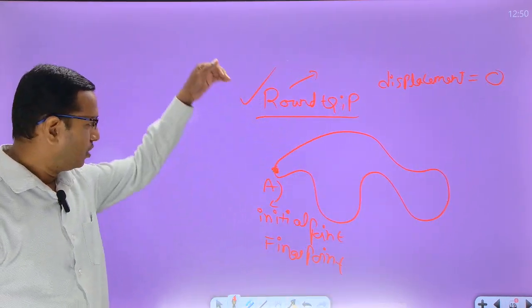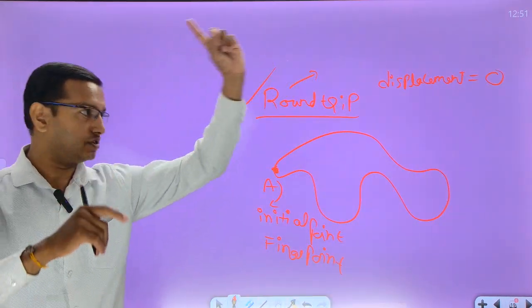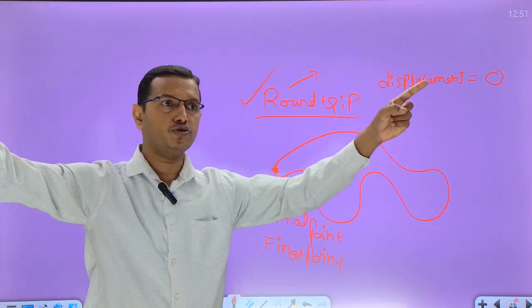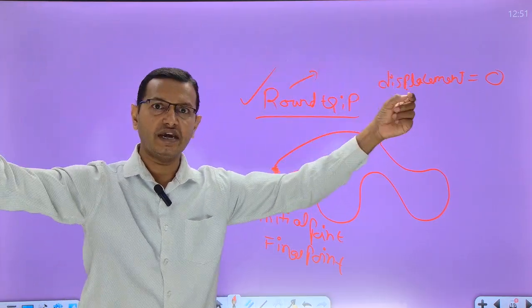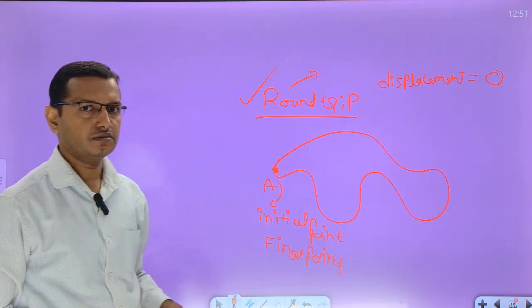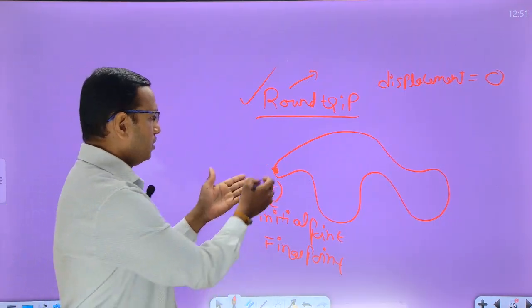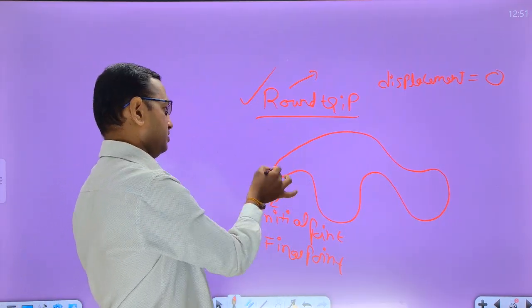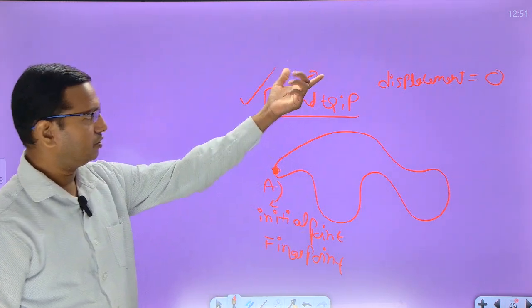Why will it be zero? Because displacement needs only two points, source and destination. If I join both source and destination with a straight line, that is called displacement. Now here, the initial point is that, the final point is that, there is nothing to join. So displacement will simply be zero.